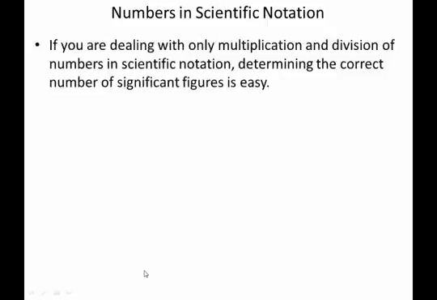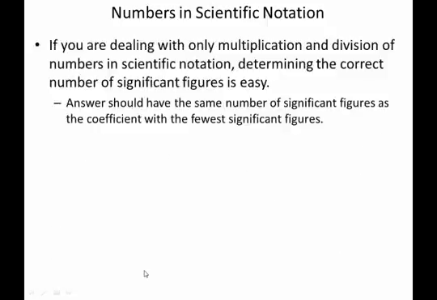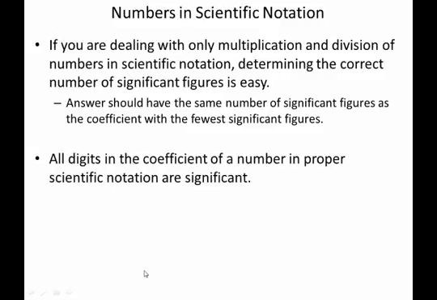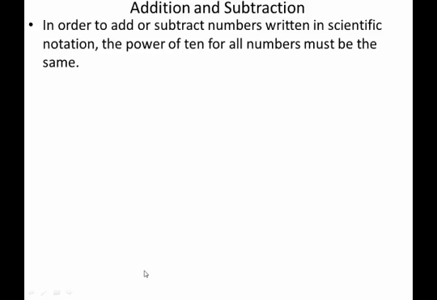So, if you're just doing multiplication and division, this is really easy because you just slam all the numbers into your calculator and then just give the right number of significant figures at the end. Very easy. Okay, addition and subtraction is way more wonky. It makes things much more difficult. So here's the basic idea.